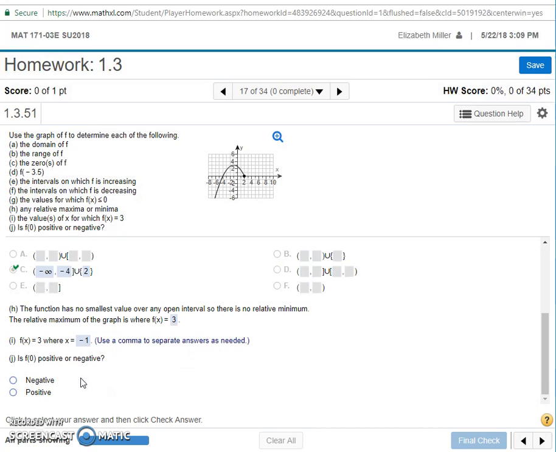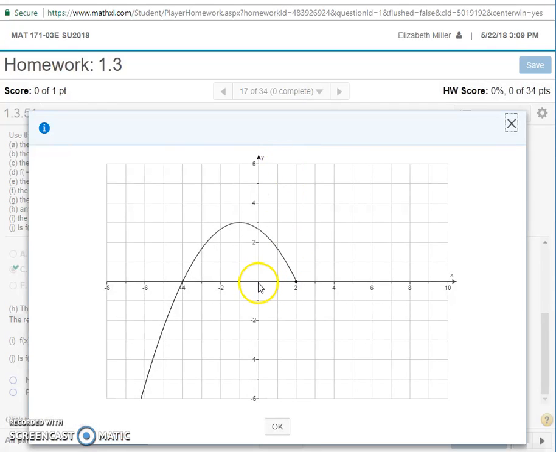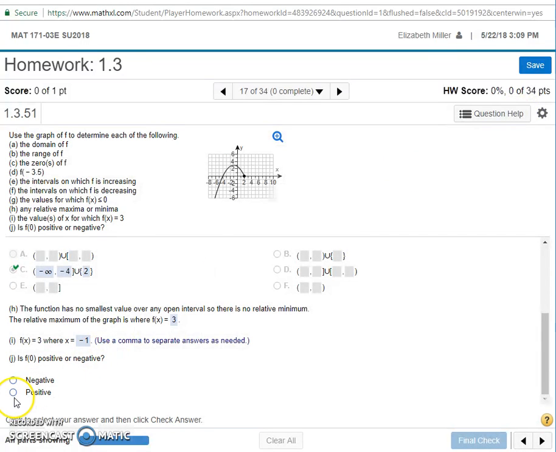There we go. All right, is f of 0 positive or negative? That's actually pretty easy. F of 0, we go to 0, we find the function at 0. It's 2 point something. It's between 2 and 3, but definitely positive. So we just say it is positive.